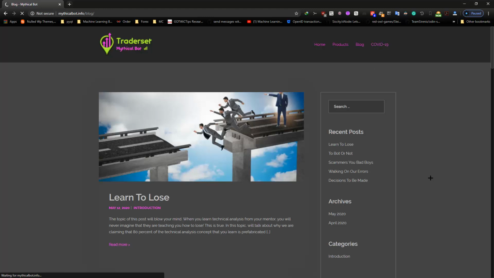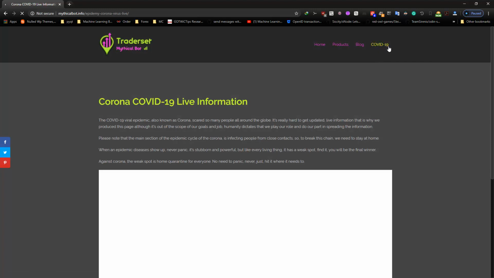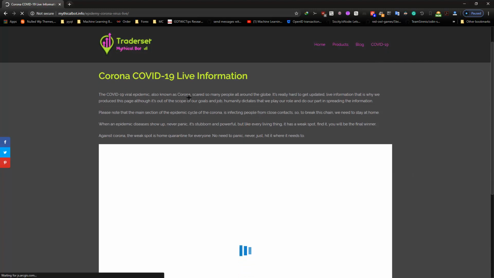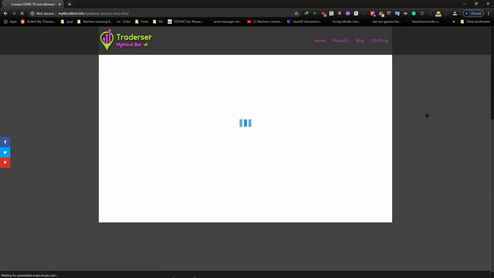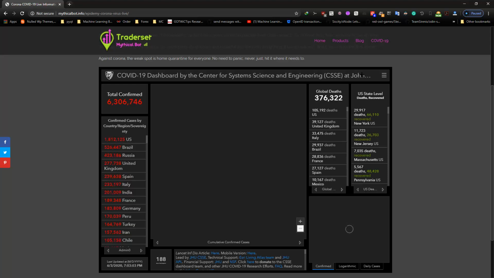Also, as human beings, we are responsible for following human conditions. So we put a page for COVID-19, coronavirus. The information is coming from Johns Hopkins, and honestly, Johns Hopkins is the best university for medical information. And as you see, it has its own gadget. We just implemented the gadget in the page.